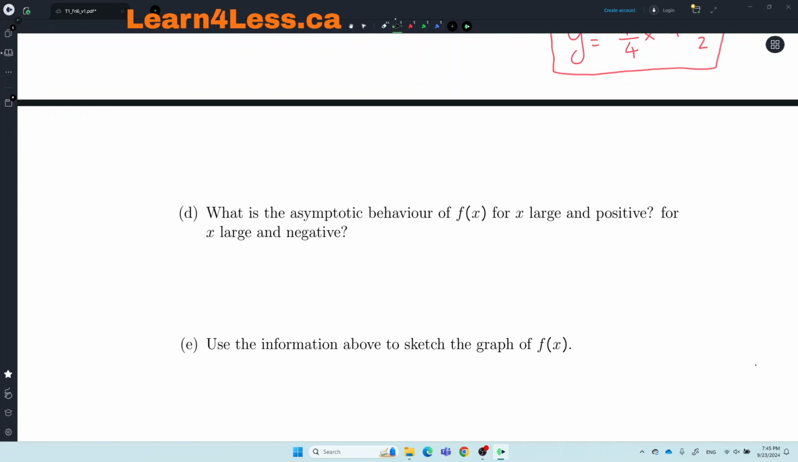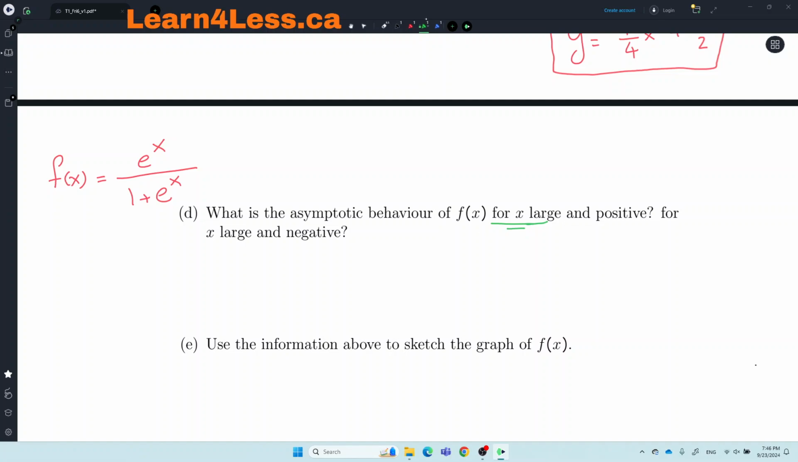Let me just write the function here again. What is f of x? F of x is e to the x over 1 plus e to the x. And let's analyze each of these two cases separately. For x large, like, I don't know, 1,000, 10,000, or 10 billion, just infinitely large and positive. And x large and negative is like negative 10 billion, just the negative side.